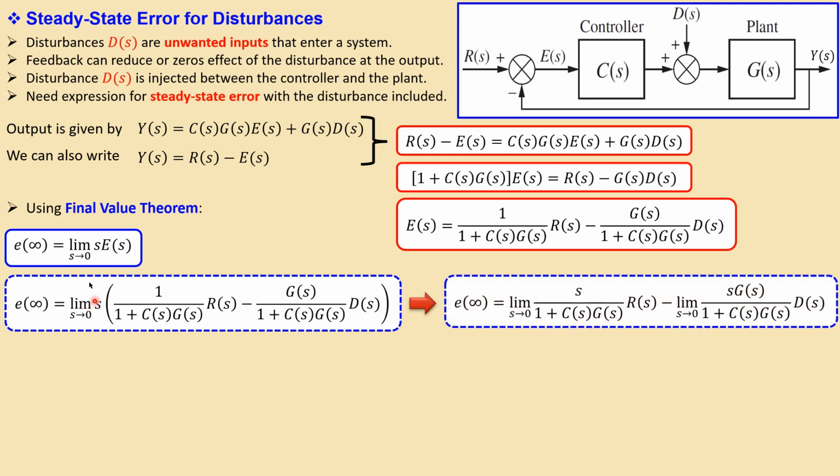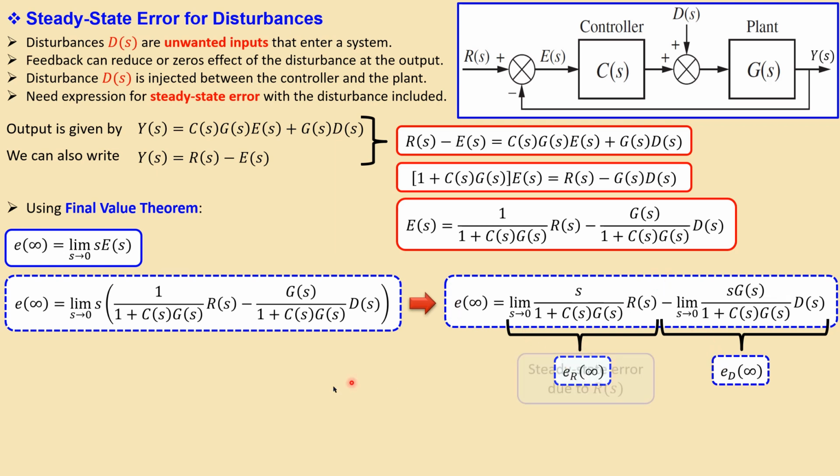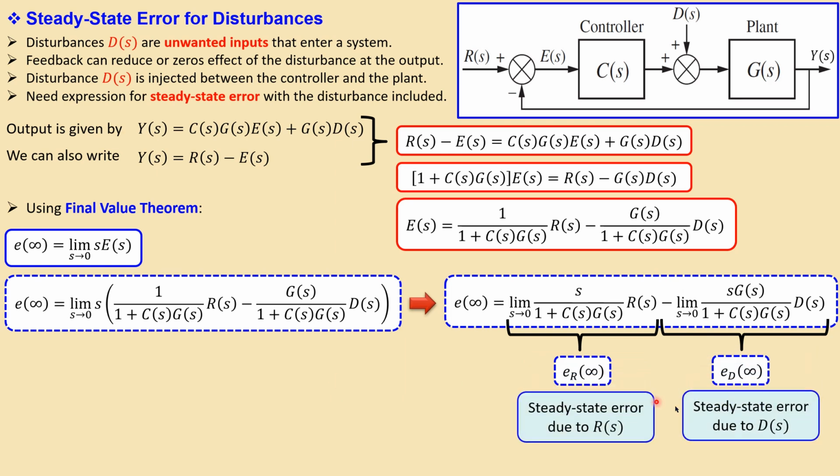So I just split the limit expression for these two terms and add the s in the numerators. What you get is this is our error due to the reference, and this is our error including the minus sign expression for my disturbance. So total error is then the error due to the reference plus the error due to the disturbance including that minus sign. So this is the steady state error due to r, the reference, and the steady state error due to the disturbance.